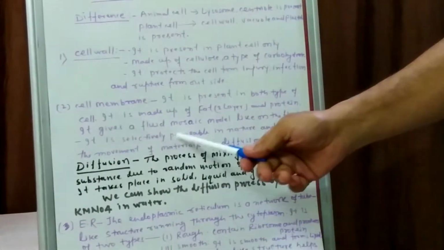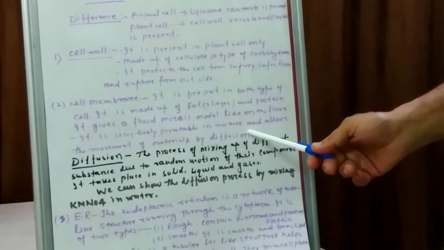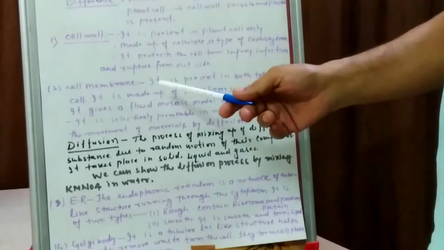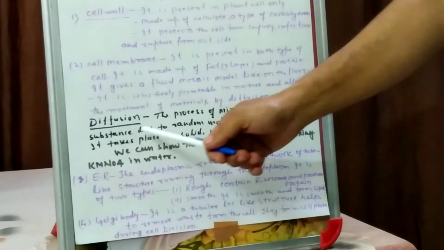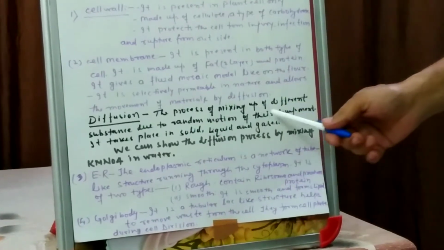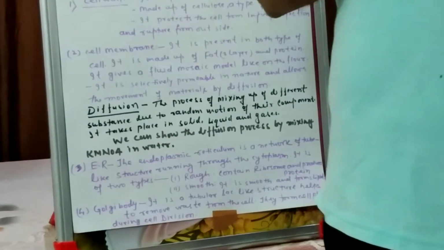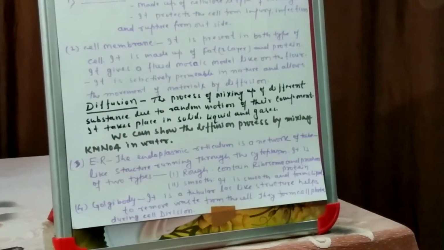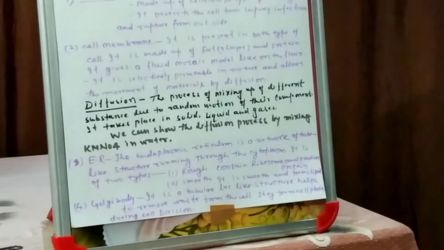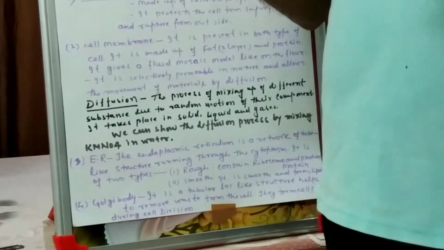It is selectively permeable in nature and allows the movement of materials by the diffusion process. So now the question arises, what is diffusion? Diffusion is a process of mixing of different substances due to random motion of their components. It means mixing of two or more substances into one another by random movement. That is called diffusion. Diffusion takes place in solids, liquids, and gases too.